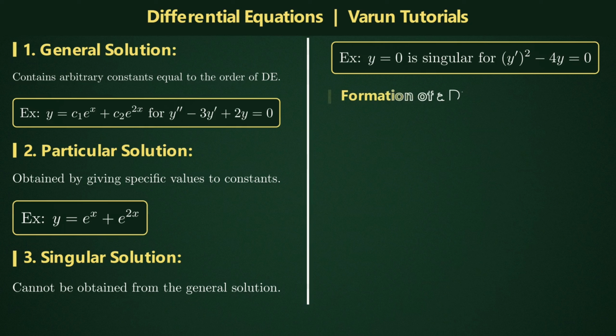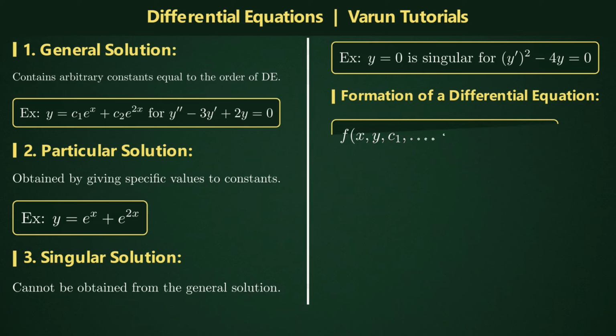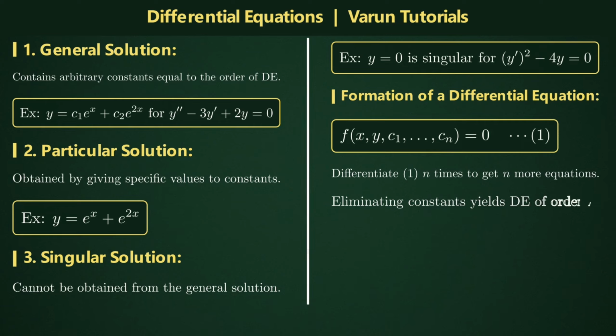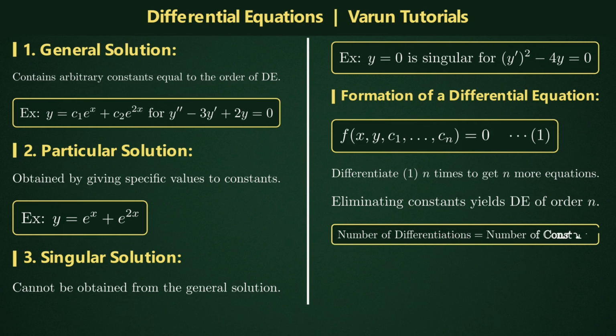Finally, let us understand the formation of a differential equation. Consider a relation between x and y containing n arbitrary constants, c1, c2, up to cn. By differentiating this relation n times successively, we obtain n additional equations. From these n plus 1 equations, we eliminate the arbitrary constants to get the differential equation of order n. Always remember, the number of differentiations required to form the differential equation is exactly equal to the number of arbitrary constants present in the original relation.